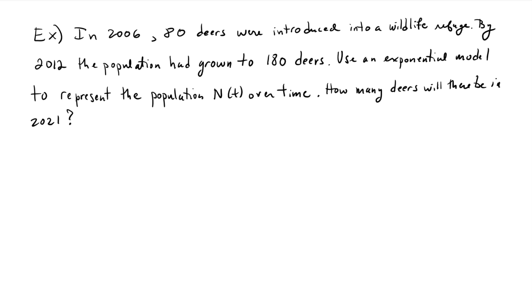So first of all, we need to construct our model. Here you see we're told that it's an exponential model. We cannot deduce this from the first sentence. So from the first sentence, I have 80 deers in 2006. All I know is, let's say 2006 corresponds to time 0. Okay, so I know that there are 80 deers here. And in 2012, which is 6 years after, there's 180 deers.